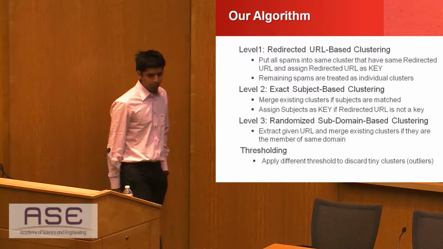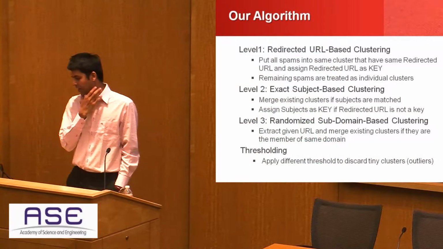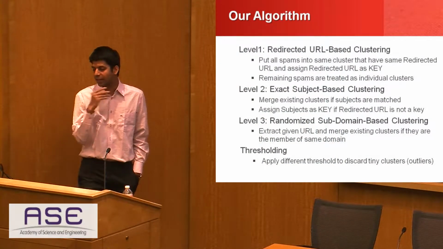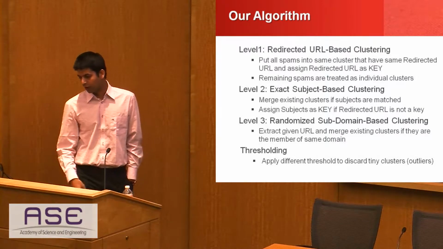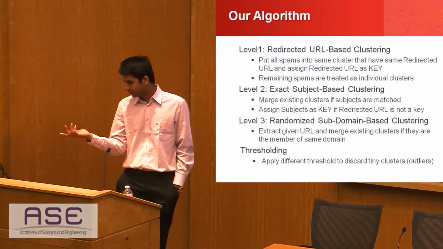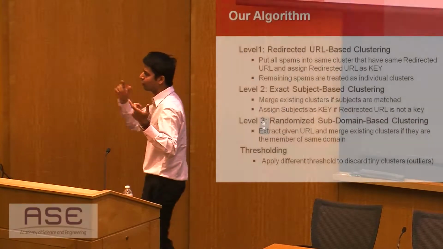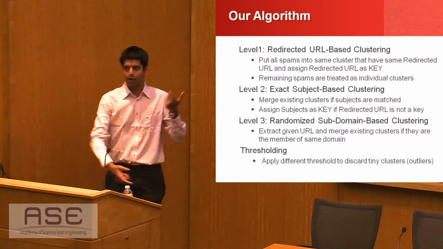So here is a more detailed description of our algorithm. In level 1, as I have already mentioned, we use the redirected URL. This is the key in our level 1 algorithm. In level 2 clustering, we use exact subject matching, so our key is exact subject matching, and in that phase we also merge some subjects with our level 1 clusters. Why do we do this? Because in some cases when we process the given URL to find the redirected URL, we don't find it because it doesn't reach the original machine.